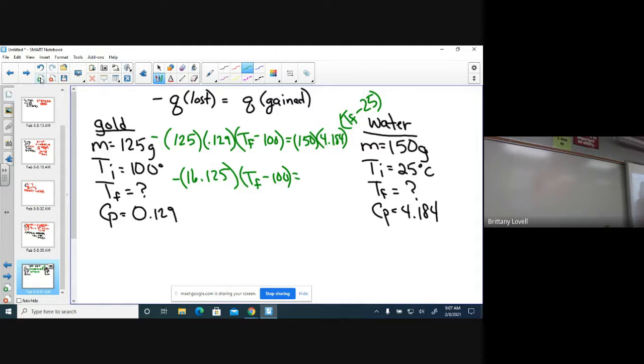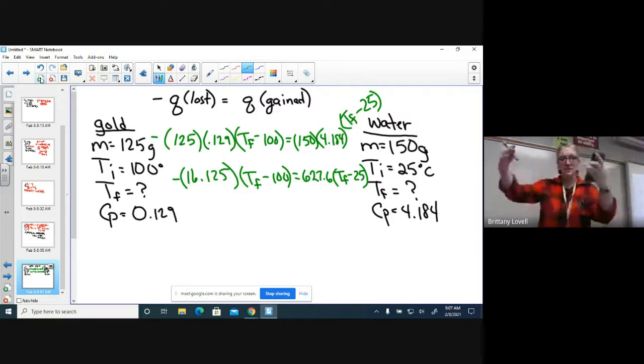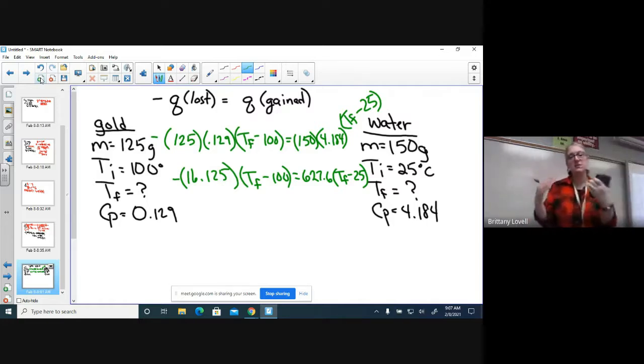And then I'm going to do the same thing to the other side. I'm going to multiply my like terms together. So 150 times 4.184 gives me 627.6, times, and I need to bring down the other part of the equation, TF minus 25. Now at this point, it's a multiplication, and then you have it times some stuff in parentheses. I told the morning class I don't necessarily like to distribute unless I just have to.